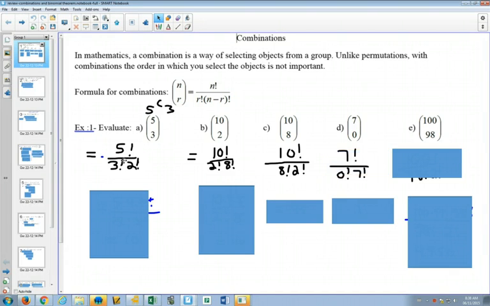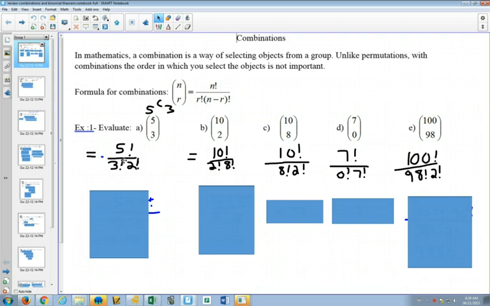Here we have 7 choose 0, so that would have a 7 factorial on the top, 0 factorial on the bottom, and another 7 factorial on the bottom. And then 100 choose 98. The other number on the bottom would be 2 factorial because it has to add up to 100.